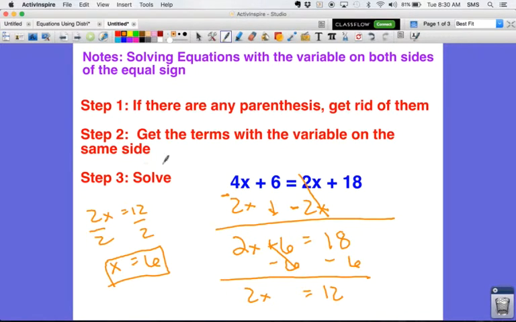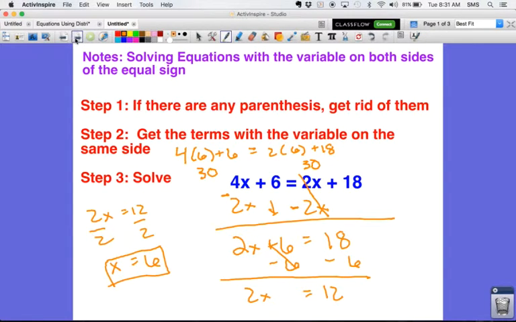Okay, and I could plug this back into my original equation and see if it works, see if both sides are equal to each other. So if I have 4 times 6 plus 6, is that equal to 2 times 6 plus 18? Well, 4 times 6 is 24, plus 6, that's 30. 2 times 6 is 12 plus 18, that's 30. It works. That is the solution to my equation.